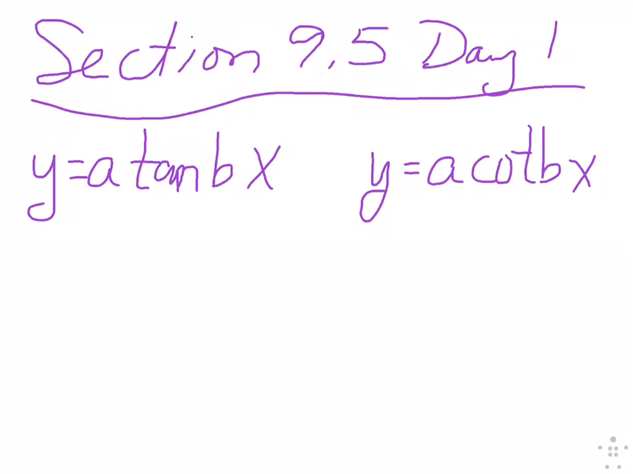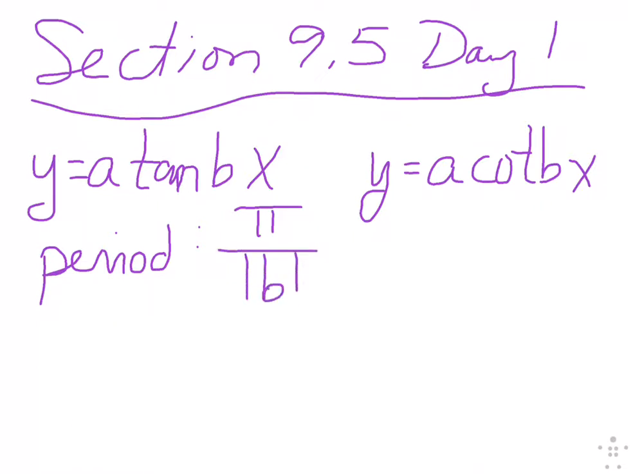Now, a couple things that you'll need to know as far as how and what things do with them. We will not have an amp necessarily like we had for the other two, but we will have a period still. And the period this time for both of these is going to be pi divided by the absolute value of b. That's a b, not a 6. Okay? So it's the absolute value of b.